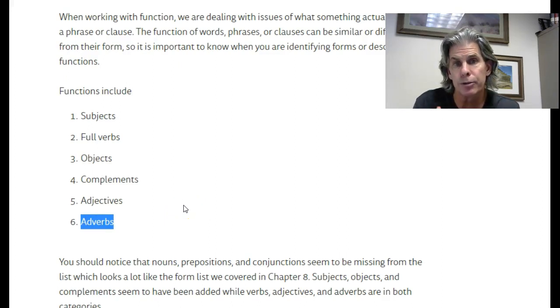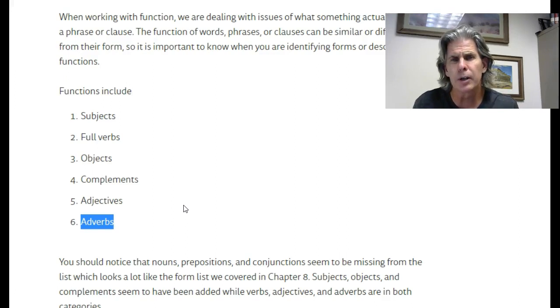What we're getting here with function is an overlap with form. Okay, some of the language is similar. But it's important to know this is what it does in the sentence. So when you're talking about function, you're talking about what it does. So a subject is who or what performs the action. And you're going to have a full verb with an action. You're going to have the helping verbs and the main verb.